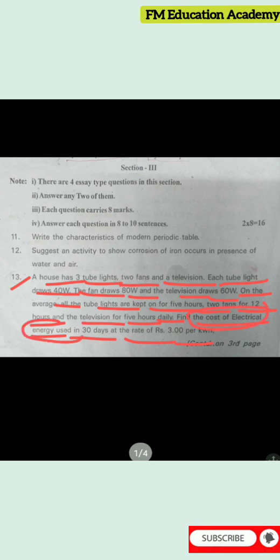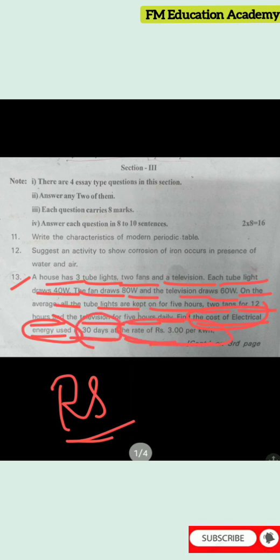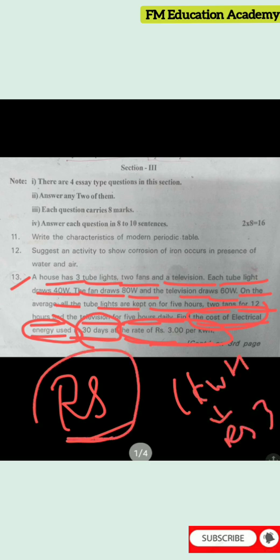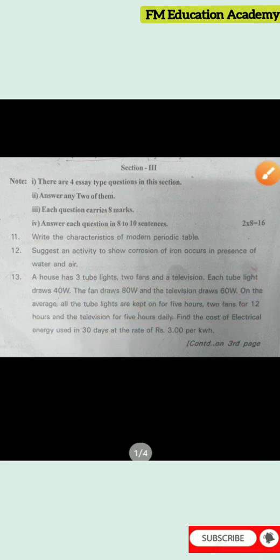Cost of electrical energy used means you have to find out the amount in rupees. For how many days? For 30 days. And for how much rate? For 1 kilowatt hour, it's asking us rupees 3. Okay, so how much will be for total kilowatt hour? That much rupees we have to find out. Okay, observe whatever is given in the question.